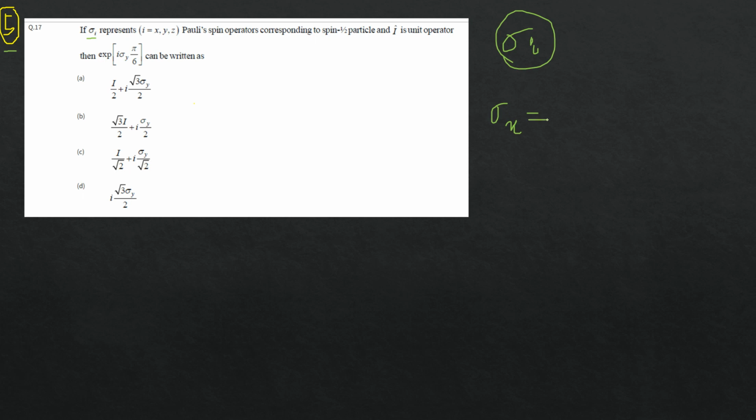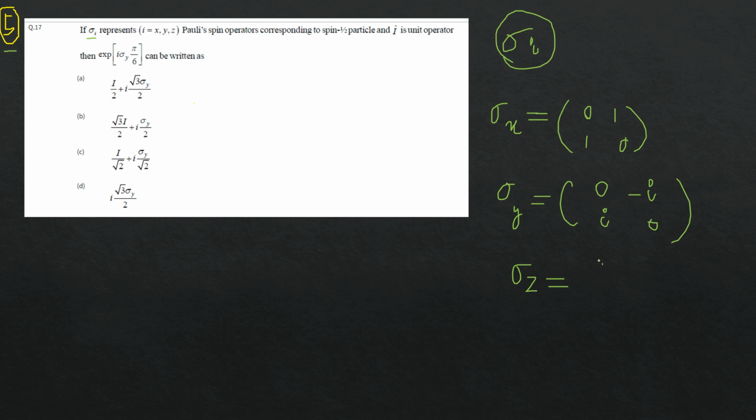Sigma x is how much? Sigma x is 0, 1, 1, 0. If we write all the Pauli matrices, sigma y is equal to 0, minus i, i, 0. Then sigma z is 1, 0, 0, minus 1. So these are your Pauli spin matrices: 0, 1, 1, 0; 0, minus i, i, 0; 1, 0, 0, minus 1.